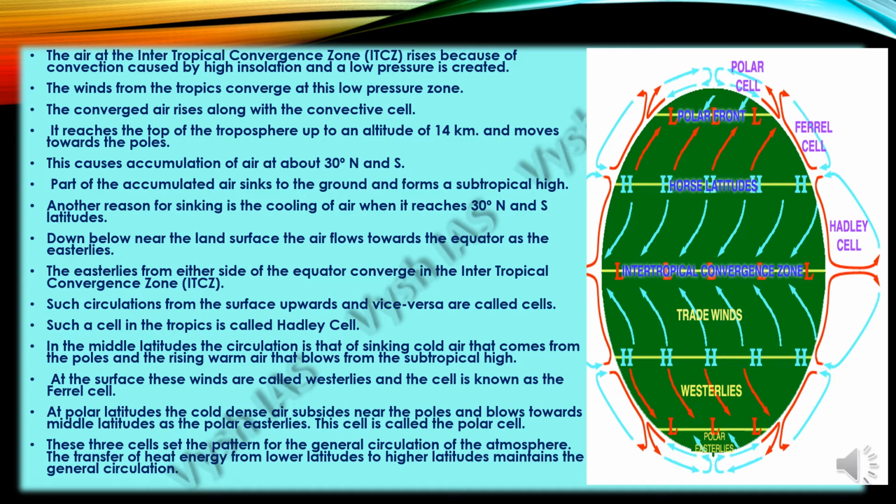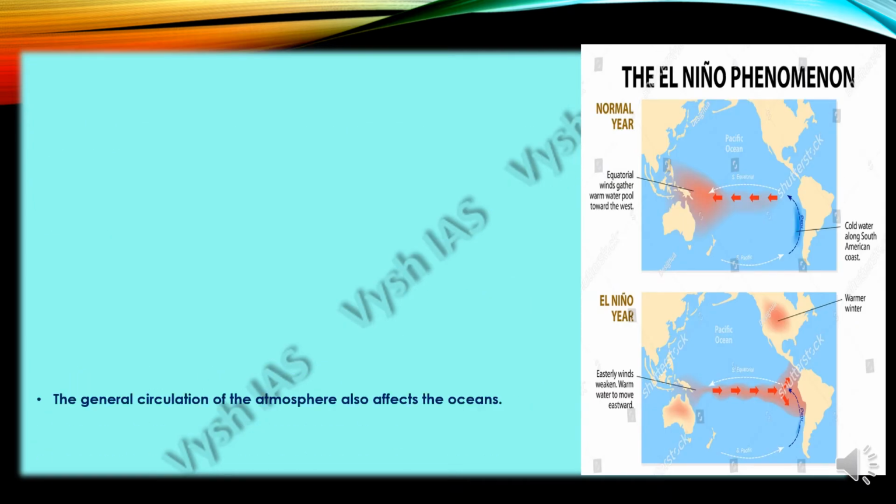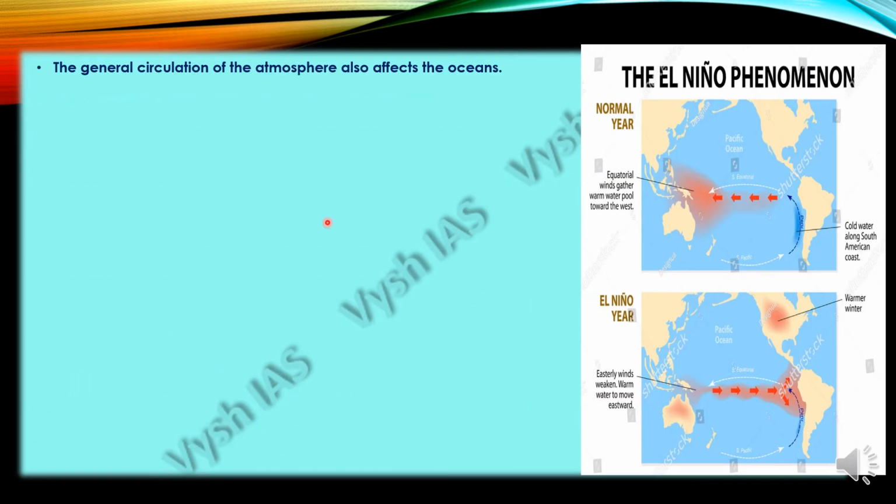As I said earlier, when winds meet at different regions, there will be an exchange of heat, or it will take on that temperature. So the general circulation of the atmosphere also affects the ocean. This is very important: the El Nino.